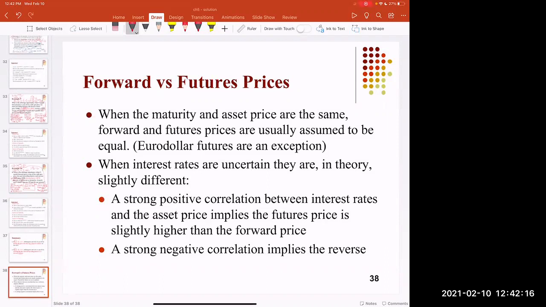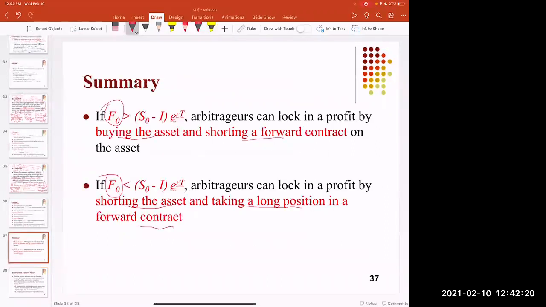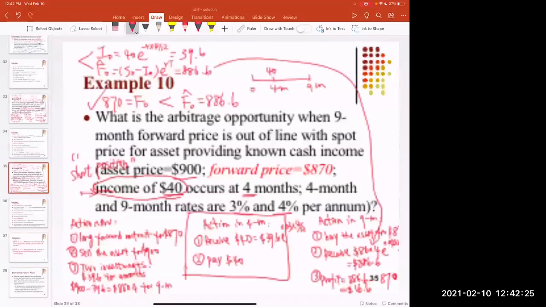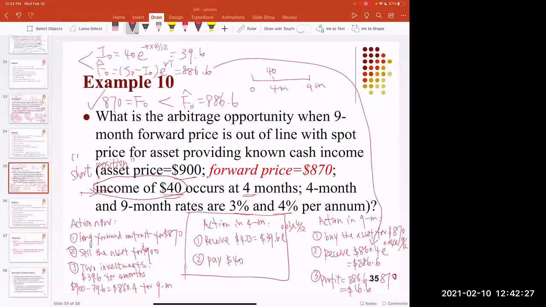Any question? Professor, could you go back 2 slides to where you saw the... Which one? This one? No, the one before? This one? Yeah. Okay.